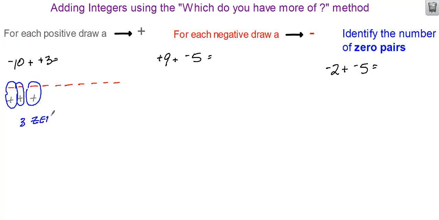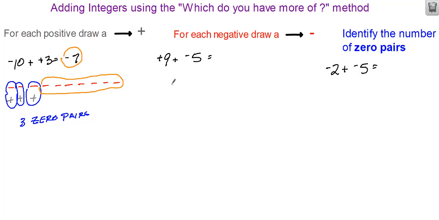So 3 zero pairs, which means that all of that is left. So if you count that, 1, 2, 3, 4, 5, 6, 7, we have negative 7 as our answer. That's how much is left over.